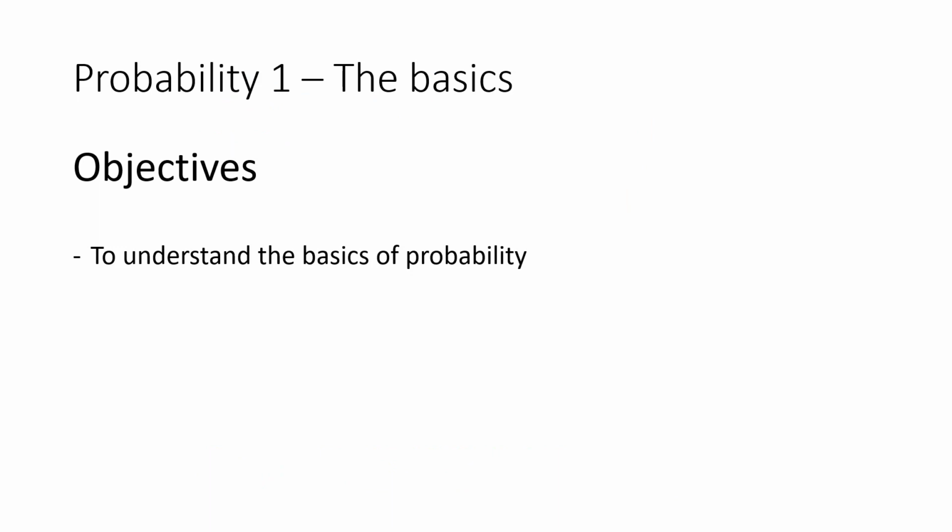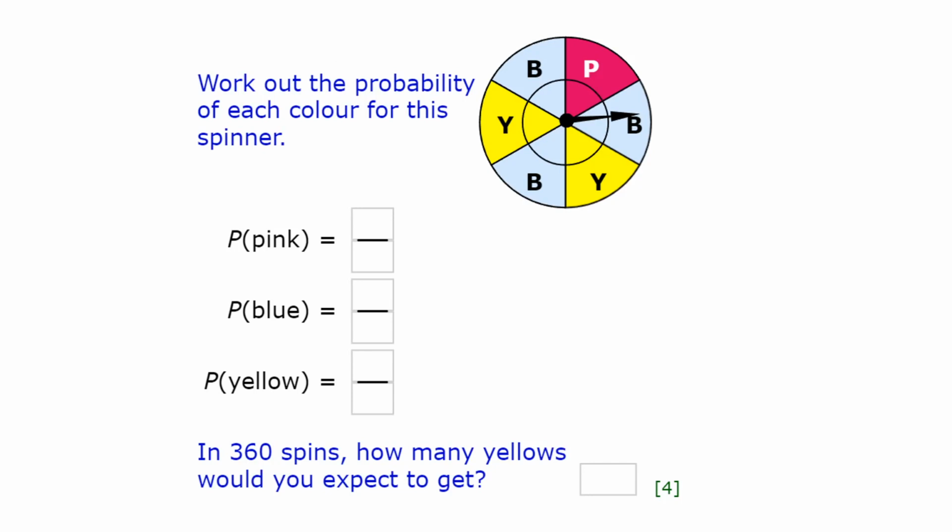Welcome to probability. Let's start with the basics. Work out the probability of each colour of this spinner. First things first, how many sides are there? We got 1, 2, 3, 4, 5, 6. Okay.